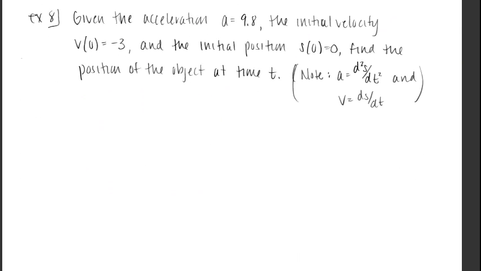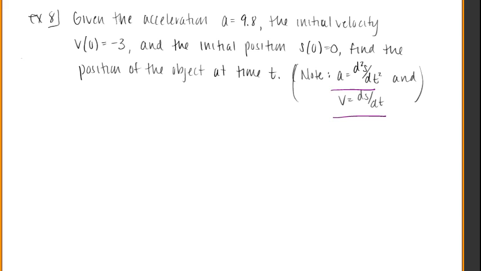Okay, last problem. We have the acceleration, a equals 9.8, the initial velocity v of 0 equals -3, and the initial position s of 0 equals 0, and we want to find the position of the object at time t. Okay, here's all about those two notes one more time. We are basically going to find a function that by the time I take the derivative twice, that's what we're looking for, okay? So let's start out with what's given to us.